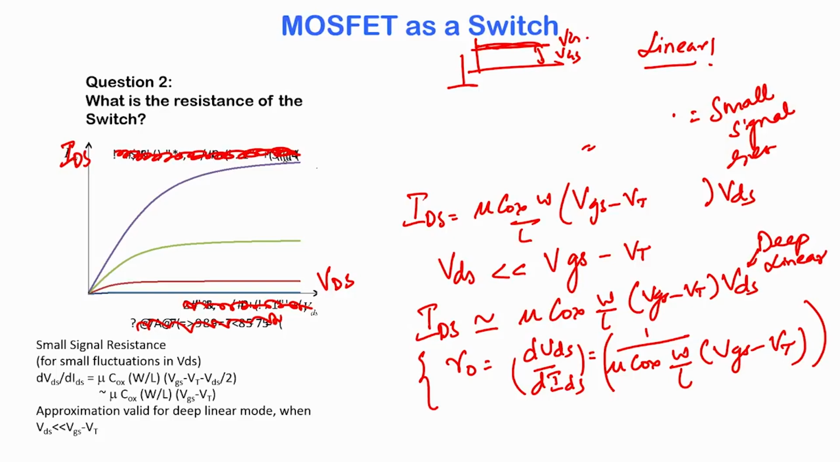Okay. So, here there should not be a VDS by 2 term existing. So, that part is probably not very accurate. Okay, it is a typo on that slide there.